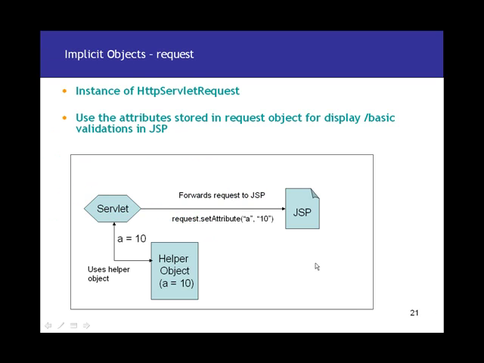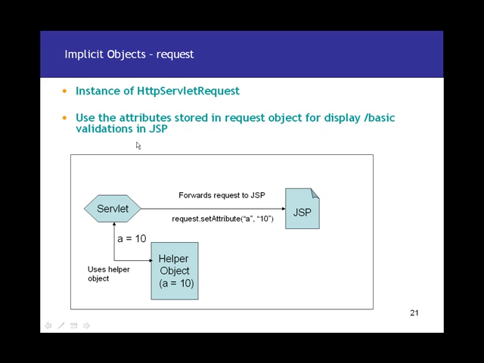The next implicit object is the request. Request is nothing but an instance of the HttpServletRequest. You know that for every servlet, the HttpServletRequest and HttpServletResponse objects are passed by the container. Since a JSP is nothing but a servlet in the end, you should have access to all the objects which you have in a servlet. For that reason, you have access to the HTTP request object in your JSPs, and you can access it using the implicit object request, and you use these attributes stored in the request object for display or basic validations in JSPs.